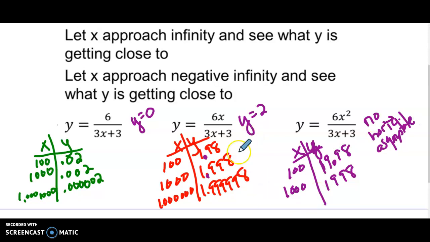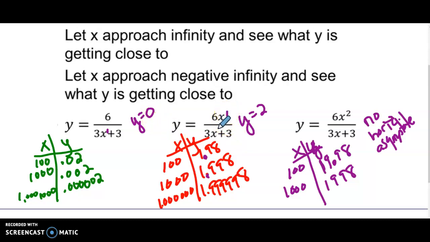Okay, so what you'll notice is a little pattern. If the degree of the numerator is smaller than the degree of the denominator, in other words, this degree up here is 0 because there is no x term, divided by a first degree, so when the numerator's degree is smaller than the denominator's degree, the horizontal asymptote will always be y equals 0.